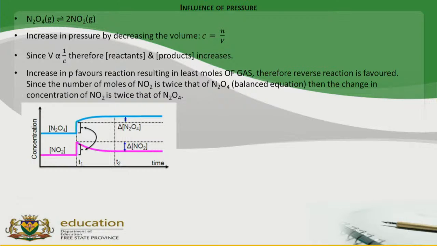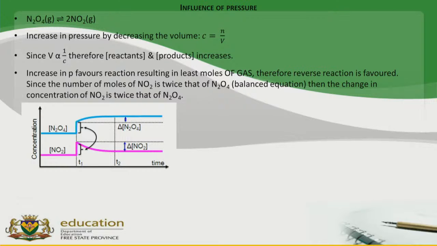But from right to left, you'll move from 2 to 1. That is the decrease in mole. It means by increasing the pressure, you favor the reaction that results in the least number of moles of gas, meaning the reverse reaction will be favored. So if the reverse reaction is favored, what happens to the concentration of NO2? The concentration of NO2 will decrease and the concentration of N2O4 will increase until we reach a new equilibrium.